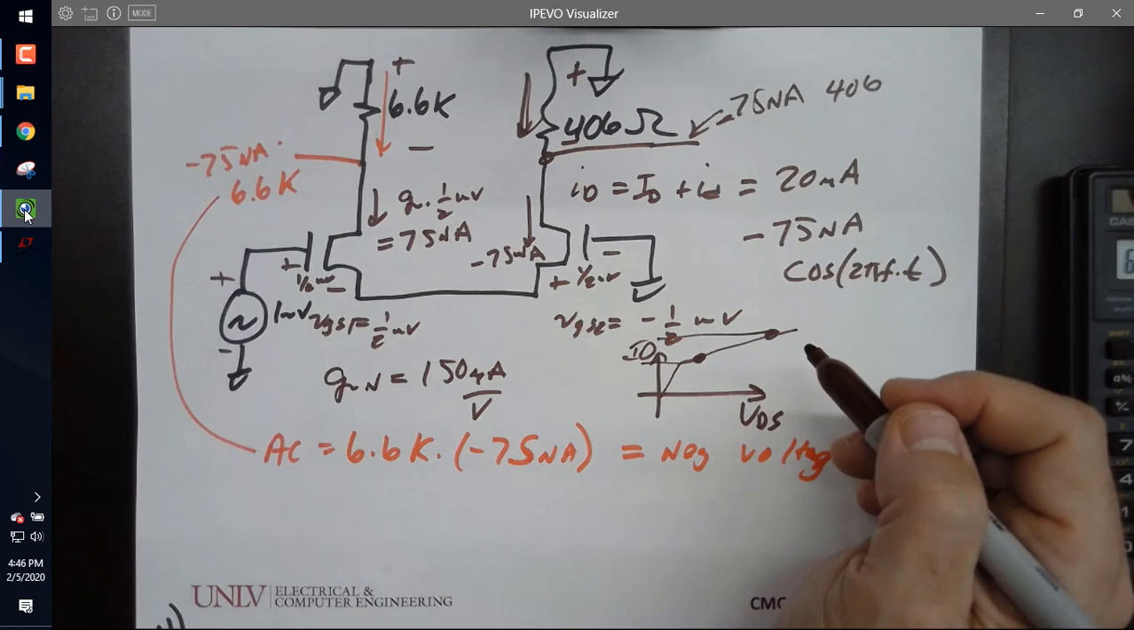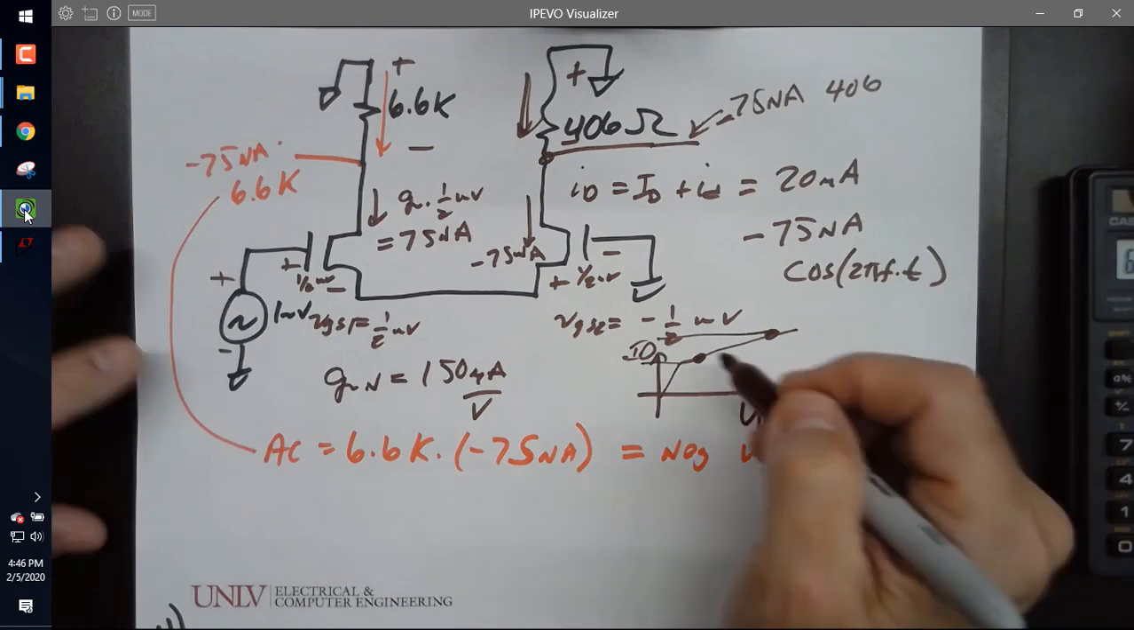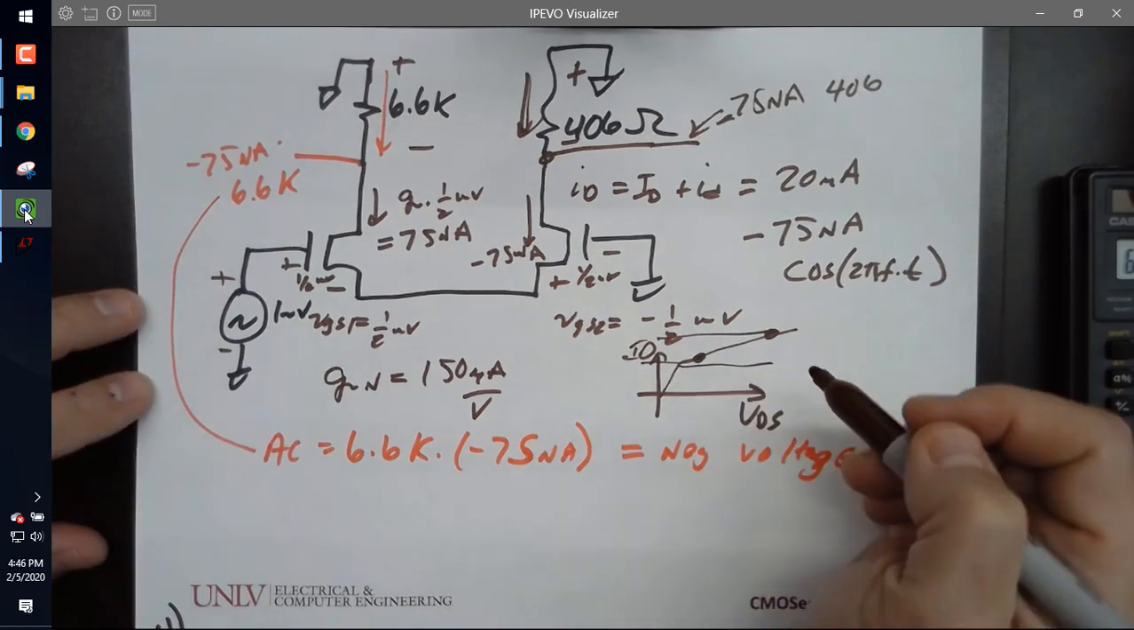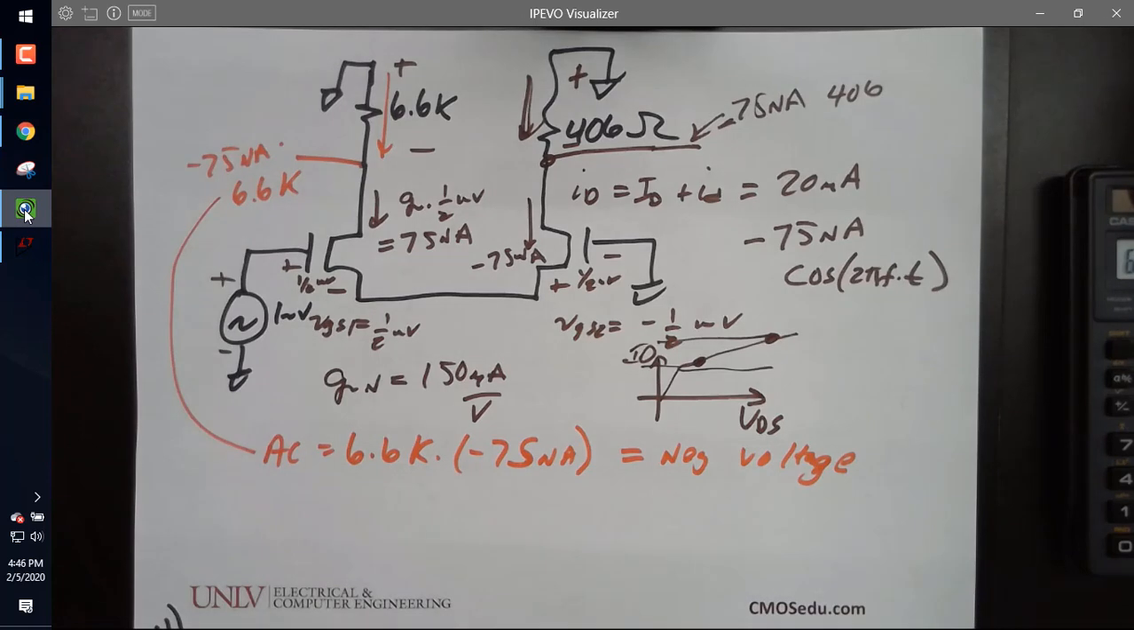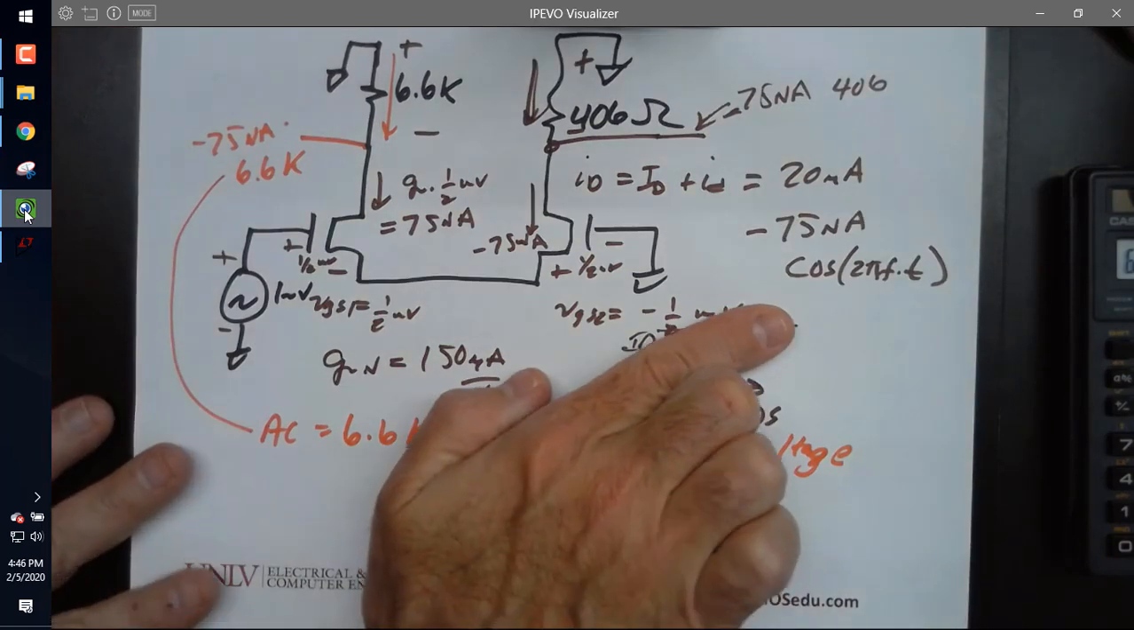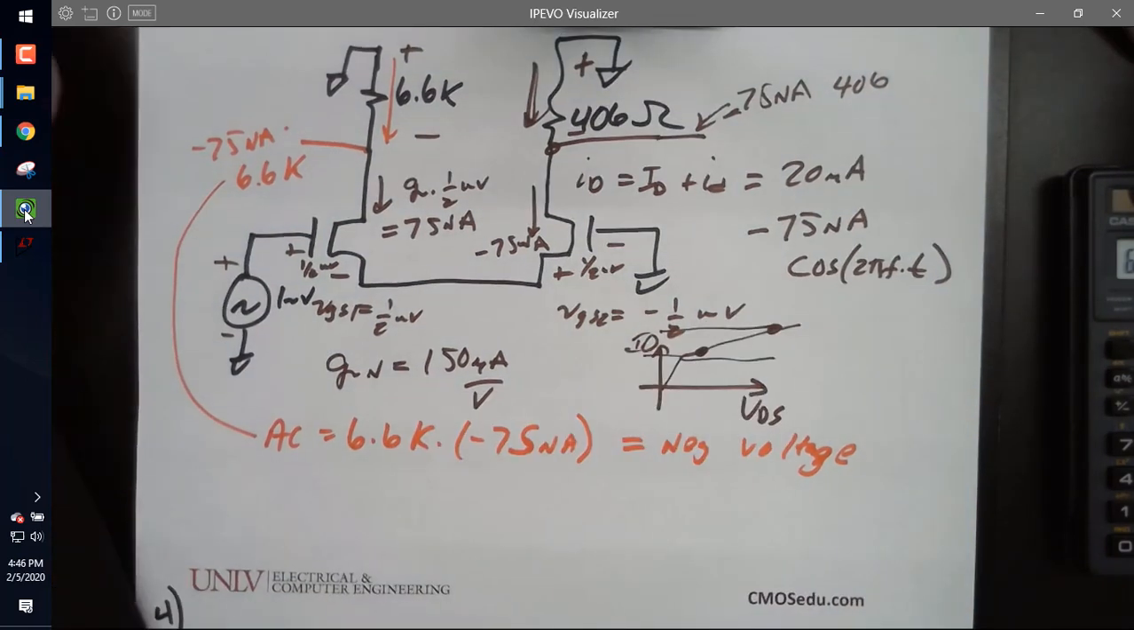Now, this 1 micron process is pretty good because this is relatively flat. As you see, it's only off by like 0.4 microamps or something like that. The smaller devices can be worse. They can have much higher or much lower output resistance and more of a slope. Did everybody get that finer point?